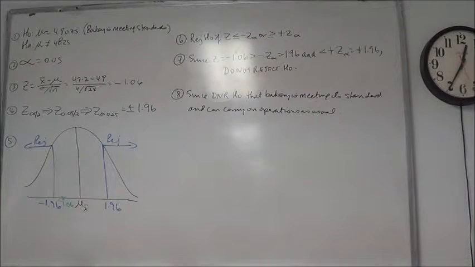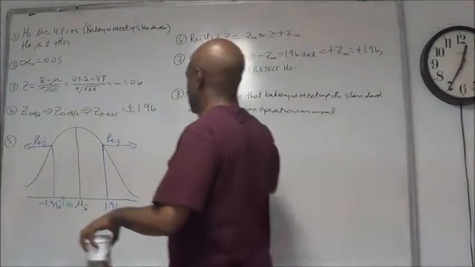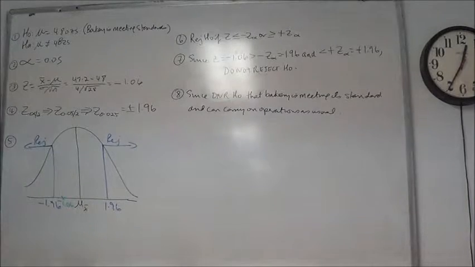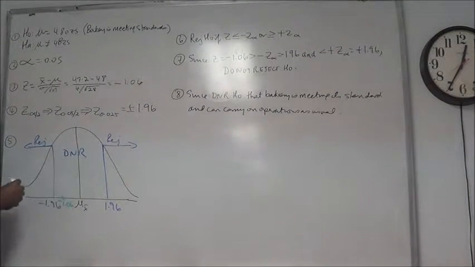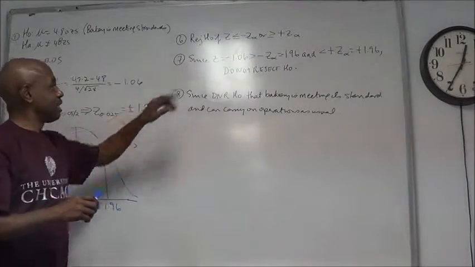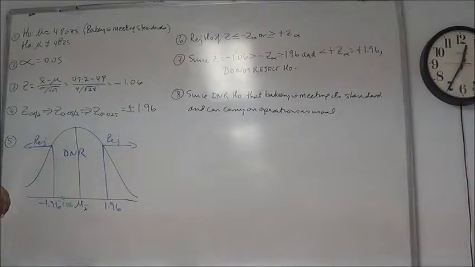Okay. So when you guys are doing this and you use this rule, here is the do not reject region, right? The do not reject region. If you wanted to say here, since Z falls in the do not reject region, do not reject, you could say that.